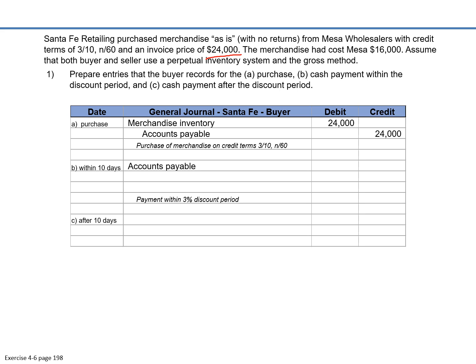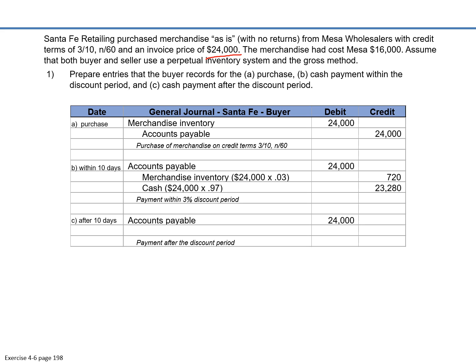Then if we pay them within the 10 days, we're going to reduce our accounts payable by $24,000. We are going to reduce the cost of our merchandise by the discount that we're going to take. So that's $24,000 times 3%, or $720. We reduce our merchandise inventory with credits, and then we're going to pay them cash for the 97% of the original invoice price, because we took the discount, $23,280. If we don't take the discount, we're just going to reduce our accounts payable, $24,000, and we're going to reduce our cash by $24,000. Okay?